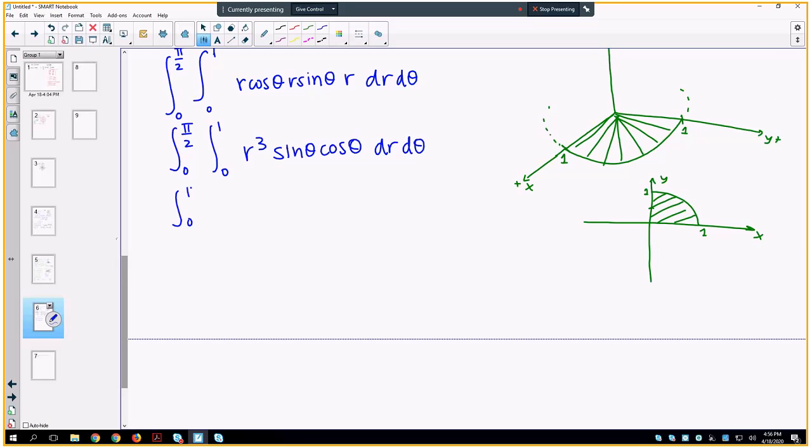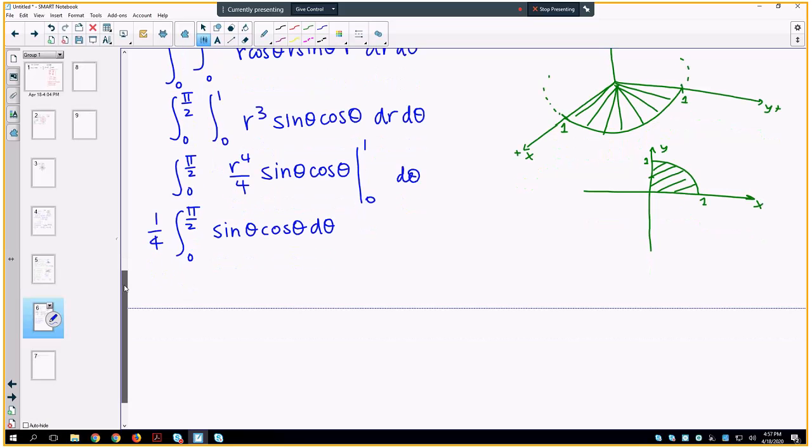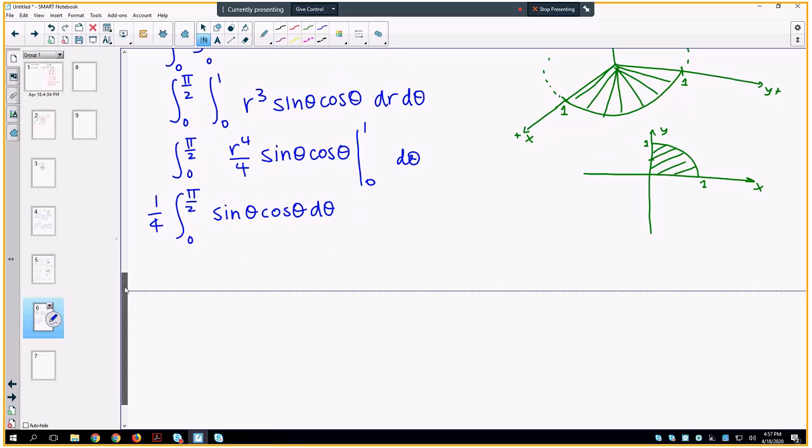0 to pi over 2 first, r to the power 4 over 4, evaluated between 0 and 1. Sine theta and cosine theta are constant when we're talking about taking an antiderivative in r. So this becomes 1/4, 0 to pi over 2, sine theta cosine theta, d theta. We've done this two ways. We've done it as a u substitution, and we've done it using the double angle formula. Either one you like should give you the same answer.